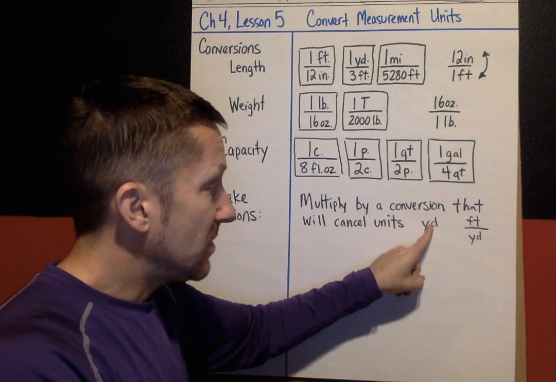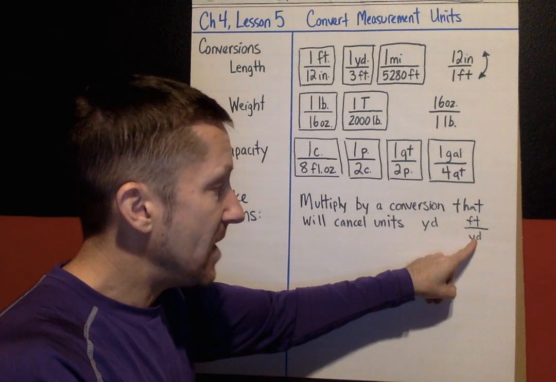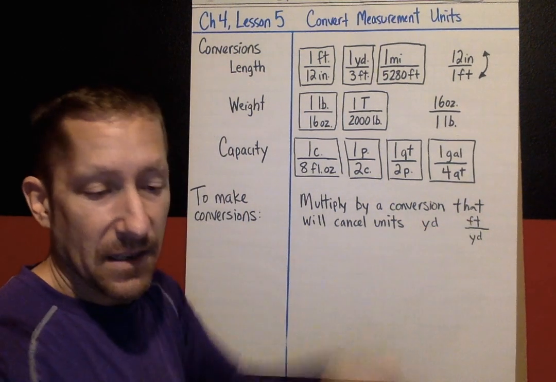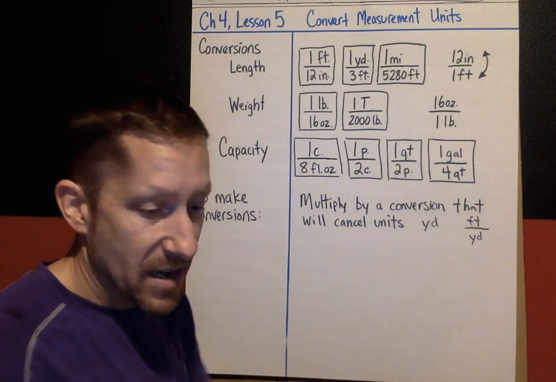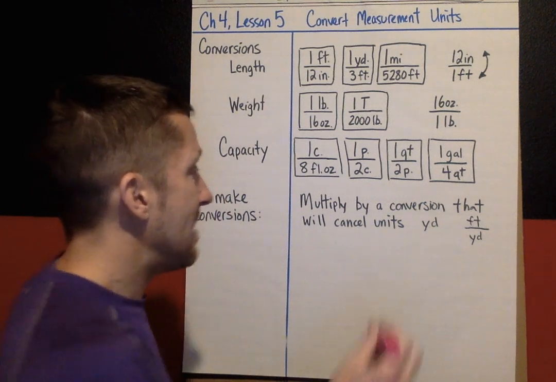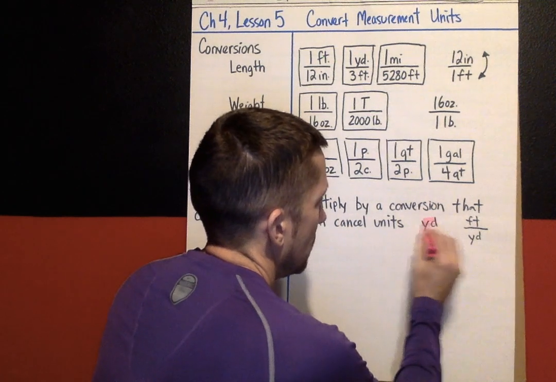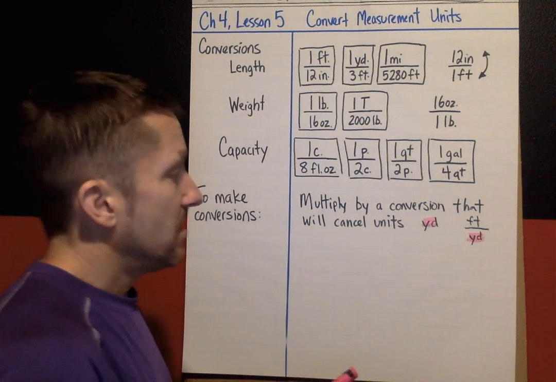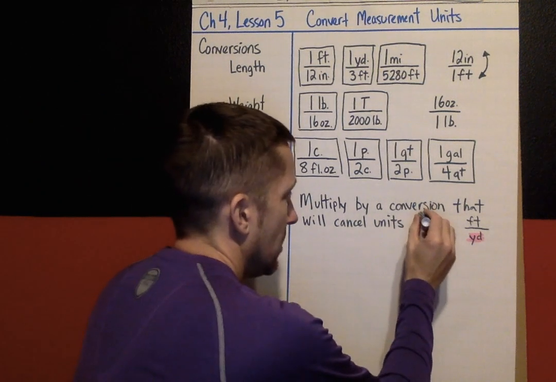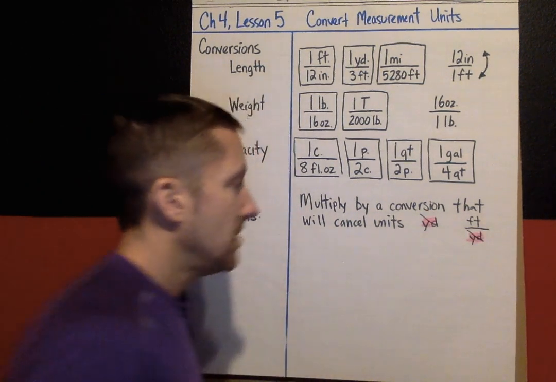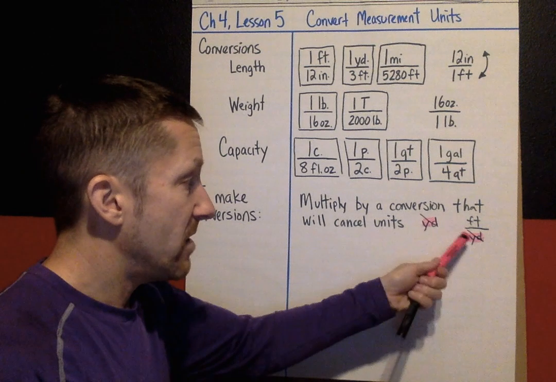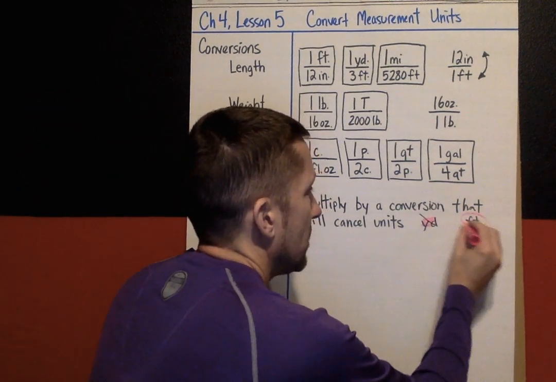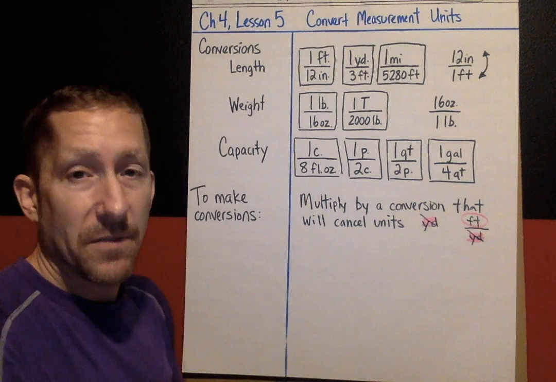If you have yards as a numerator and yards as a denominator, those are going to cancel each other out and you're going to be left with feet. That is how you're going to convert today. So I'm just going to highlight that. Yard and yard cancel. Same unit, numerator and denominator, cancel, and you're going to be left with this unit. So I'll be left with feet.